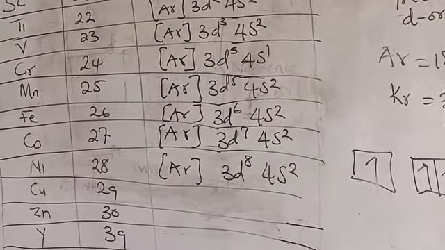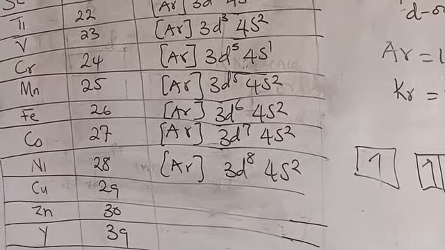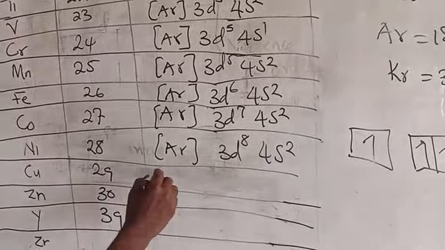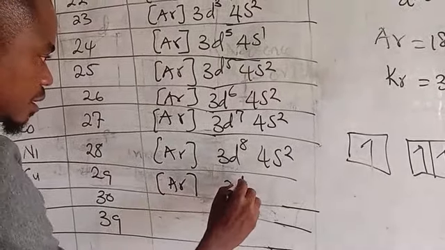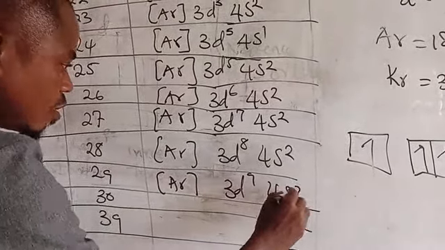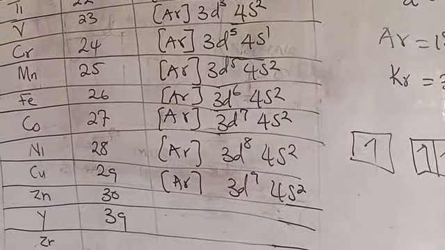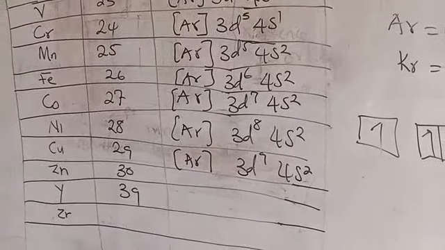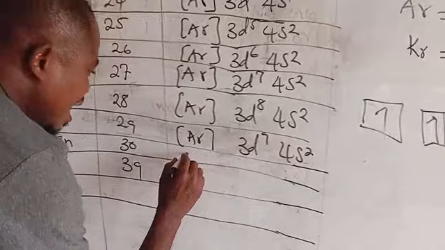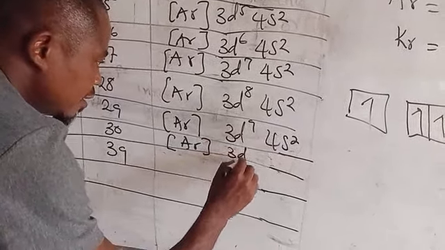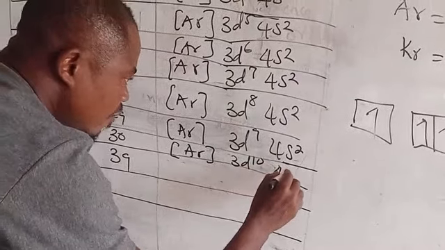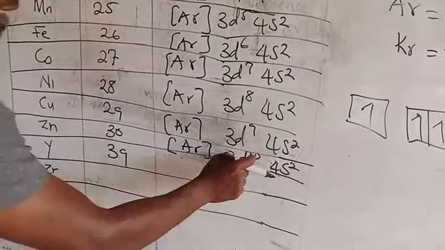3d8, 4s2. Then we have copper. Copper is 29. We have 3d9, 4s2. Zinc is 30. We're going to have the argon core, 3d10, 4s2. Now look at the d orbital.